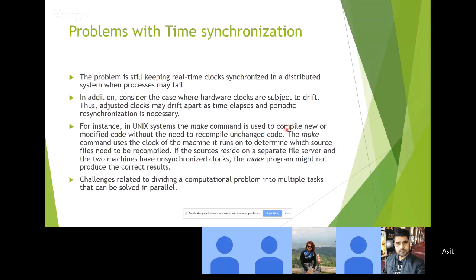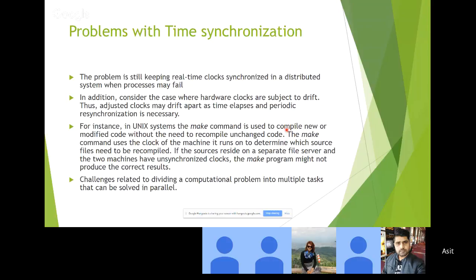Now we will try to understand what kind of problems we can face when time synchronization does not happen properly. Here are some of the problems. One is the real-time clock. Whenever it is synchronized in a distributed system, the process may fail because of a millisecond or nanosecond difference, so there will always be lag. Considering the case where the hardware clocks are subject to drift, the adjusted clocks may drift apart as time elapses, and periodic resynchronization is necessary.